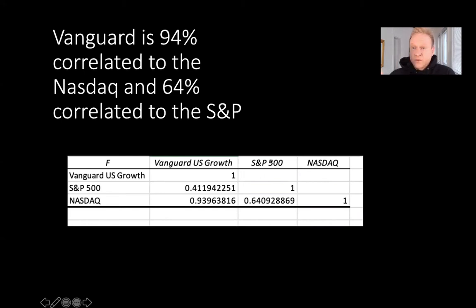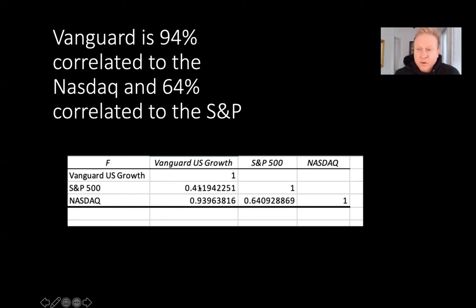The S&P 500, which are the 500 largest stocks on the S&P. These are like your larger, more conservative companies. They're big. Again, the S&P 500 correlates 100% with itself. The Nasdaq correlates 100% with itself. And remember, by hand, we did the Vanguard fund 93.9%. So our by hand calculation actually matched what Excel did. So that's exciting. But look at the S&P 500. Vanguard fund here is 41% correlated to the S&P 500.